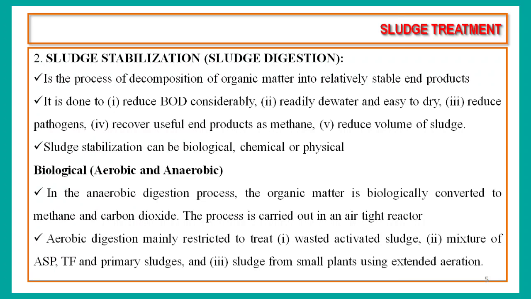These are the biological methods used for sludge digestion. In the case of the anaerobic method, the organic matter is biologically converted into methane and carbon dioxide, and that anaerobic process is carried out in an airtight reactor. And aerobic digestion is mainly restricted to treating sludge coming from plants that are using extended aeration. This is about the biological stabilization of sludge.